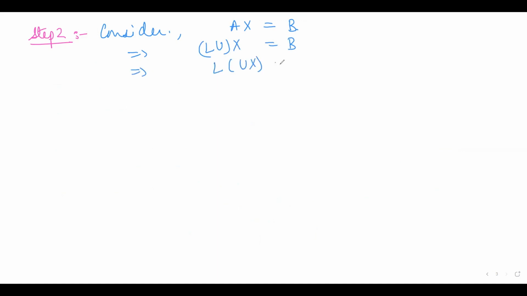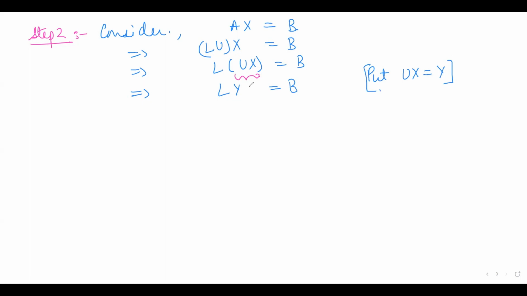Now we move ahead to the second step. In the second step, consider the system of equations Ax is equal to B. Just put the value of A as LU in this. Then I can also rewrite this as L times Ux. I'll put this as Y, so L of Y is equal to B, and Ux is equal to Y.